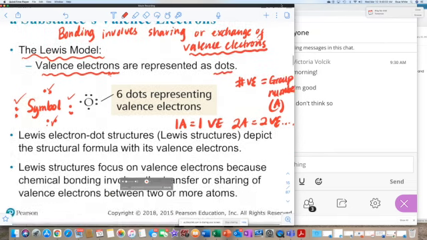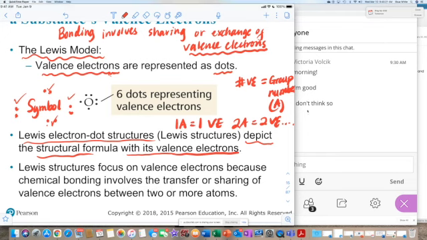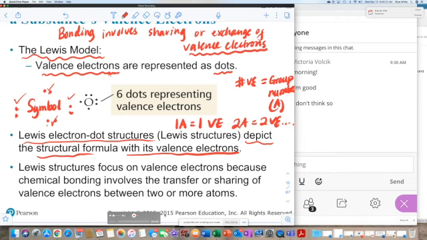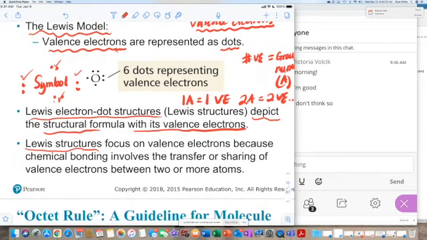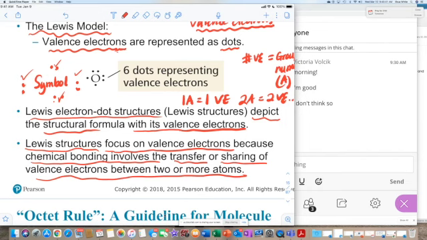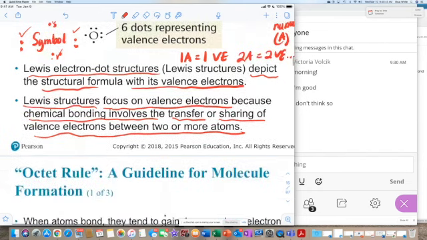Oh my goodness. Anyway, the Lewis dot structure illustrates the structural formula of the element or the compound with its valence electrons. So we use the valence electrons to draw that structure. Okay, so down the road we'll be doing the same thing, but we'll be doing this for compounds. For right now, we're practicing this for elements only. Lewis structures focus on valence electrons because chemical bonding involves the transfer or sharing of valence electrons between two or more atoms. The valence electrons are the ones that are being exchanged or shared to form the bonds.